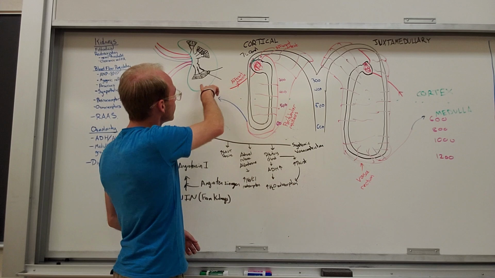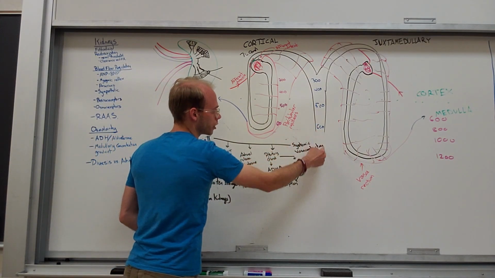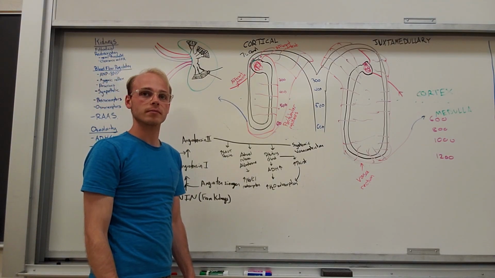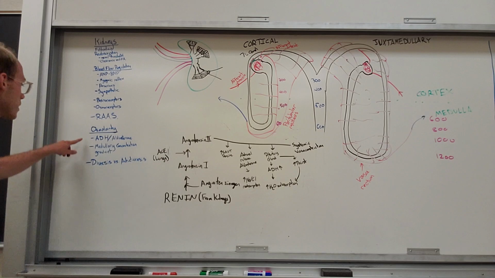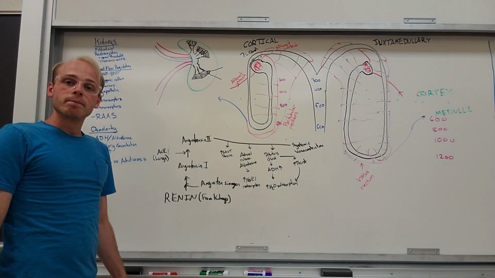Really cool that your kidneys have things that change your urine concentration, but also your blood pressure. Super useful. And so that's ADH and aldosterone, and that controls your osmolarity, all of the blood flow regulation stuff. And yeah, that's it.